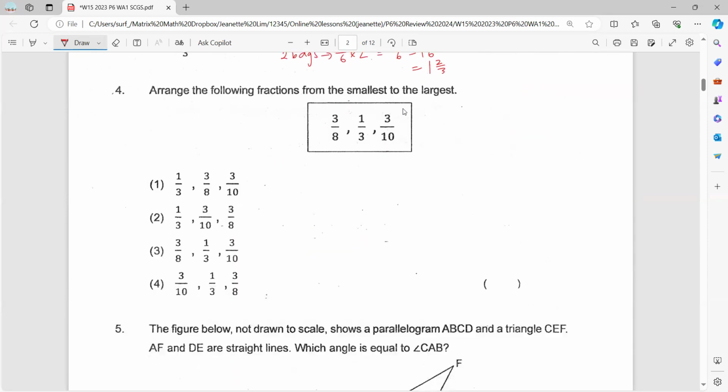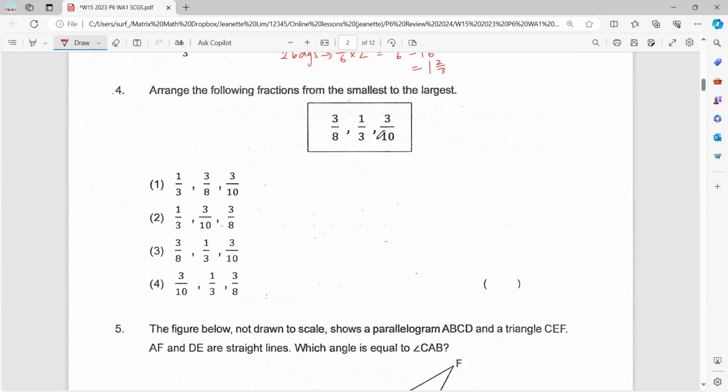Question 4, arrange the following fractions from the smallest to the largest. Now, if you have different fractions and you want to compare them, you either make the denominator the same or the numerator the same for easier comparison. So in this case, it will be easier to make 3, 1, and 3 the same rather than 8, 3, and 10.